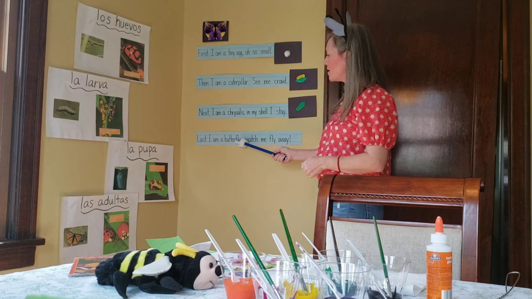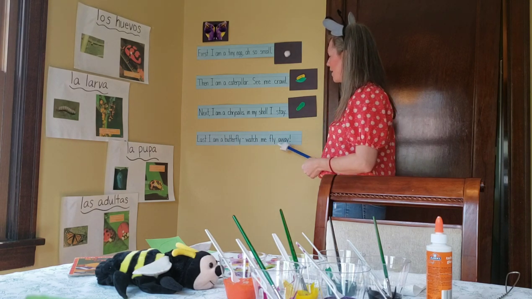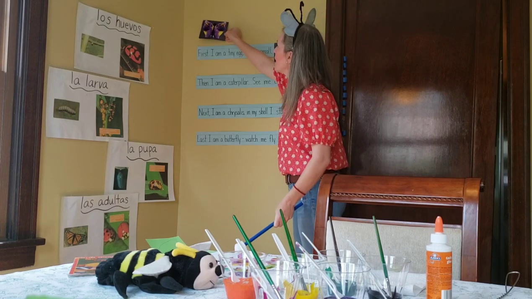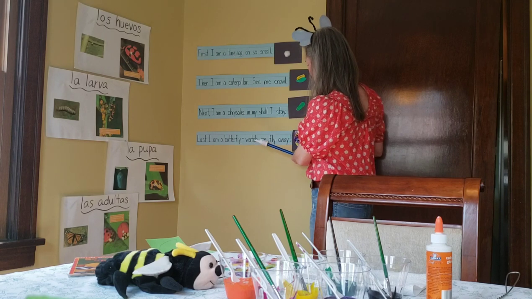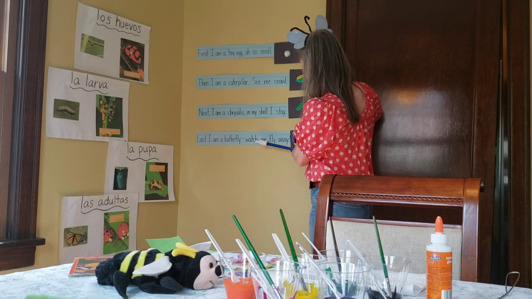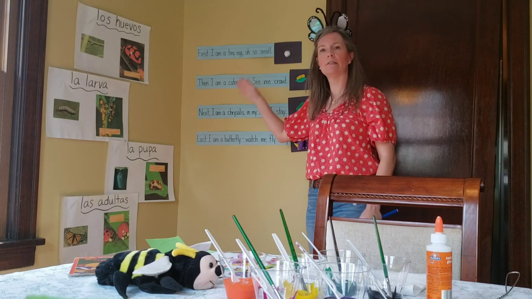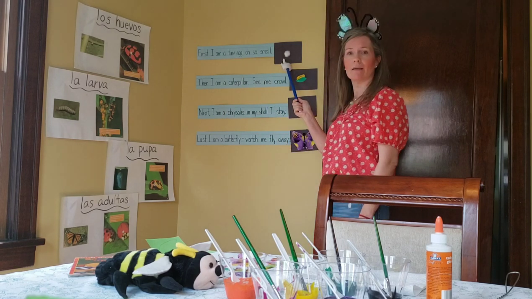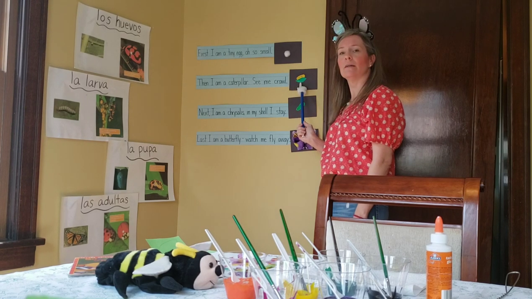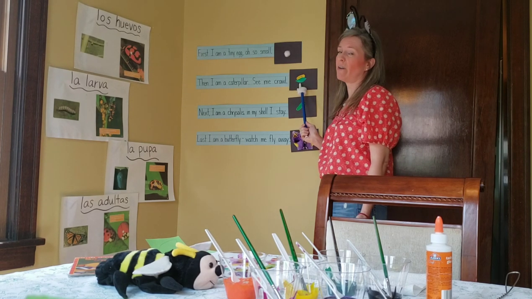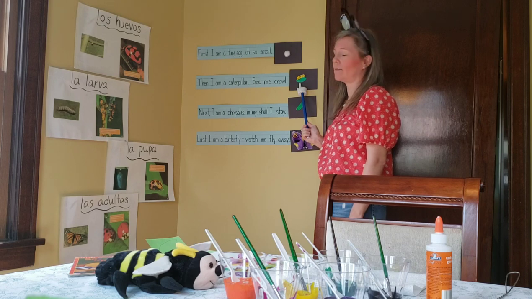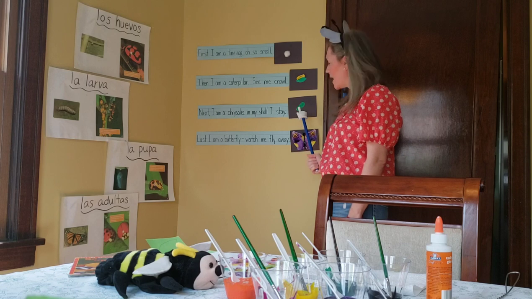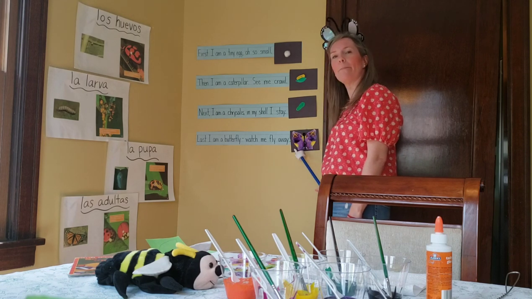Last I am a butterfly, watch me fly away. Well, this one's pretty easy, there's only one choice. Yeah, this is the butterfly up here, so we'll add it down here. Now you know the four different stages that an insect goes through. The first one is the egg. The second is the caterpillar, or the larva is the fancy word if we're not talking about butterflies. The third stage is the chrysalis, or the pupa. And the fourth stage is a butterfly.